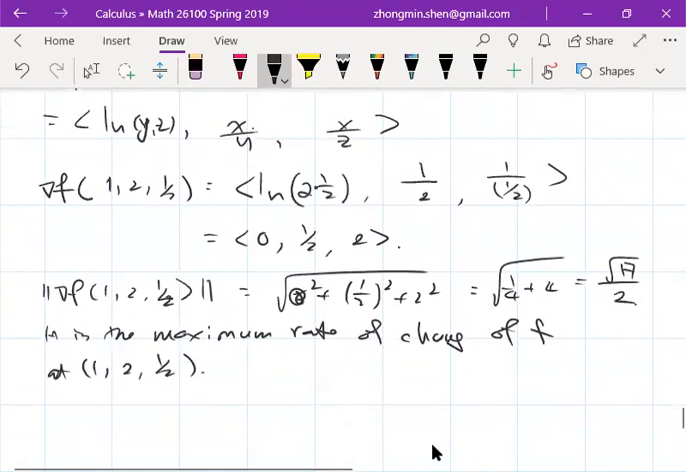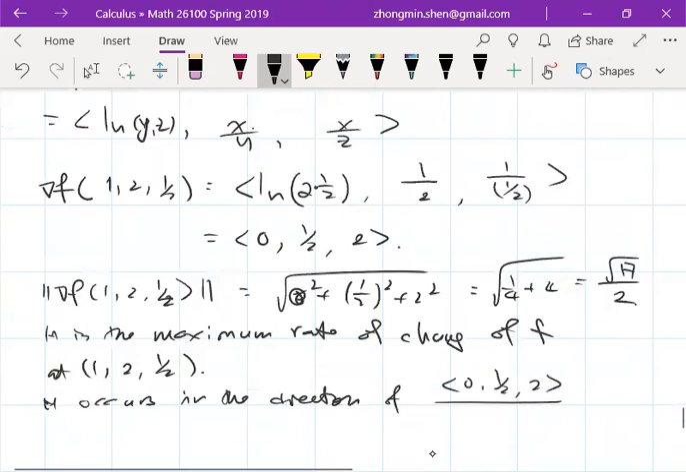Now, in which direction does it occur? It occurs in the direction of this normalized direction, right? So it's going to be 0, 1/2, 2, divided by the square root of 17 over 2. Okay, you can simplify that.